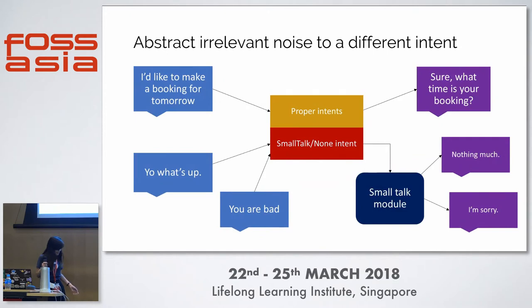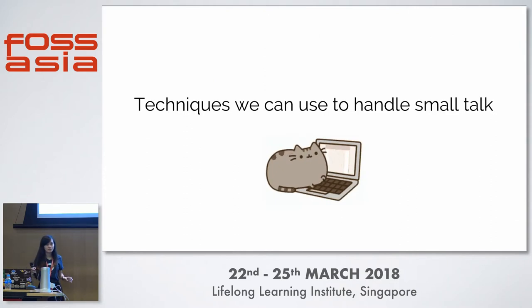The first step is to really abstract all the irrelevant noise into a different intent. So when you train your natural language model, you put all this other random stuff that the user could say in either a small talk intent or an I don't understand intent. And then that routes to the small talk module inside your bot. So today, what we're going to be exploring is the techniques that we can use to handle small talk inside your bot.